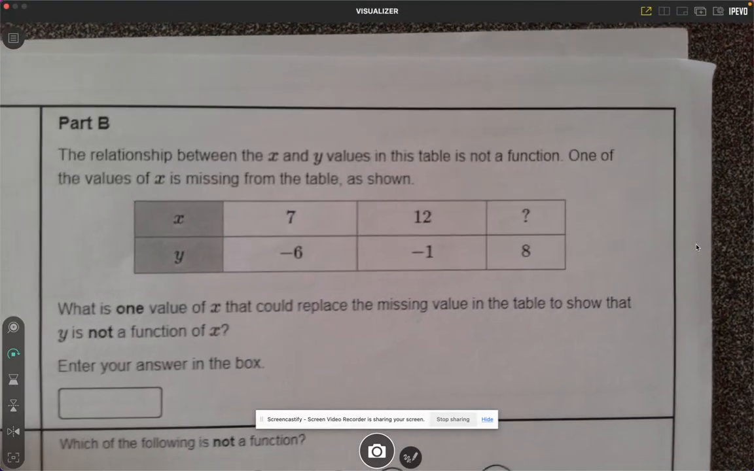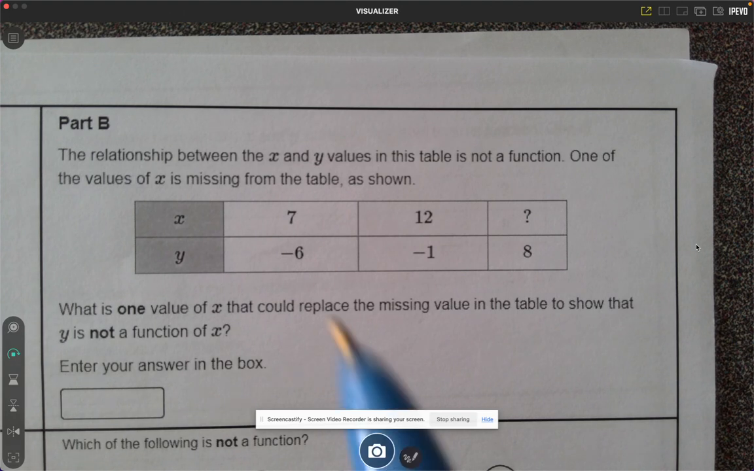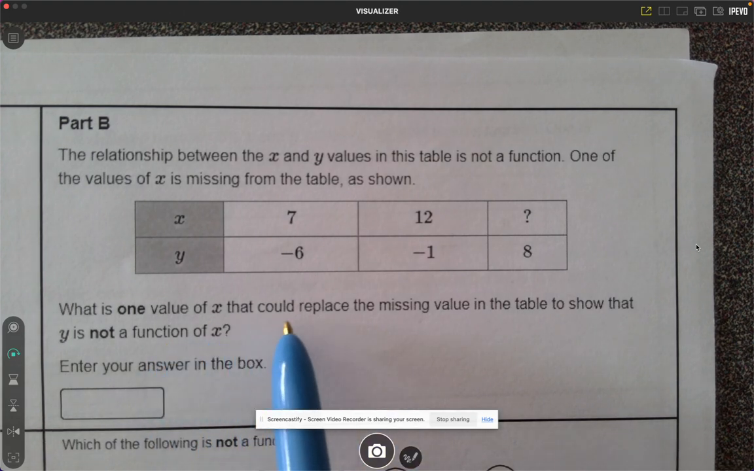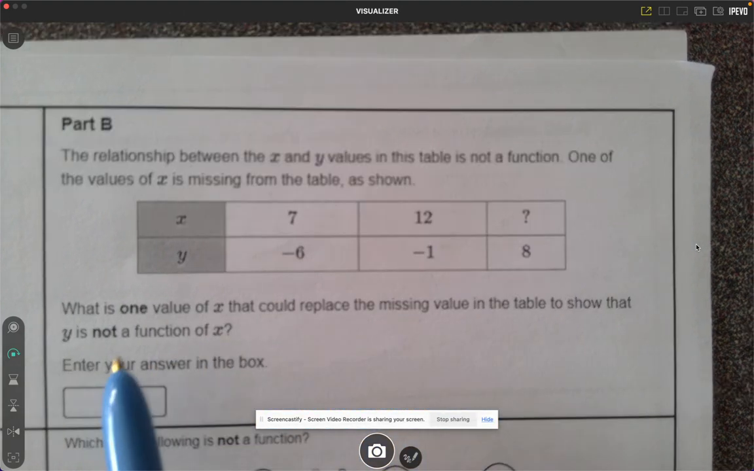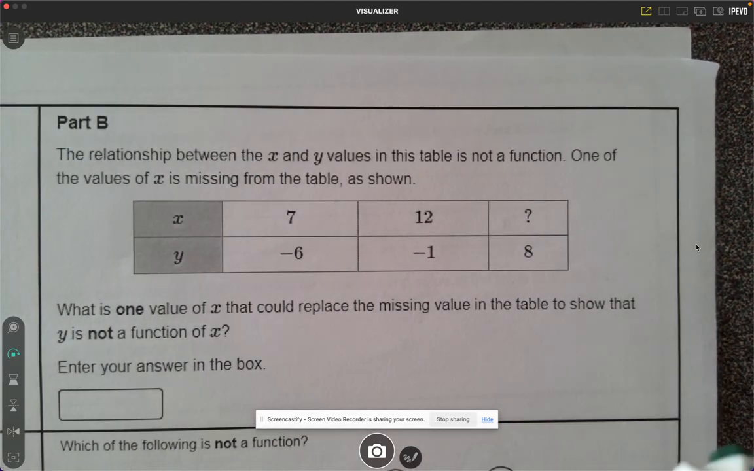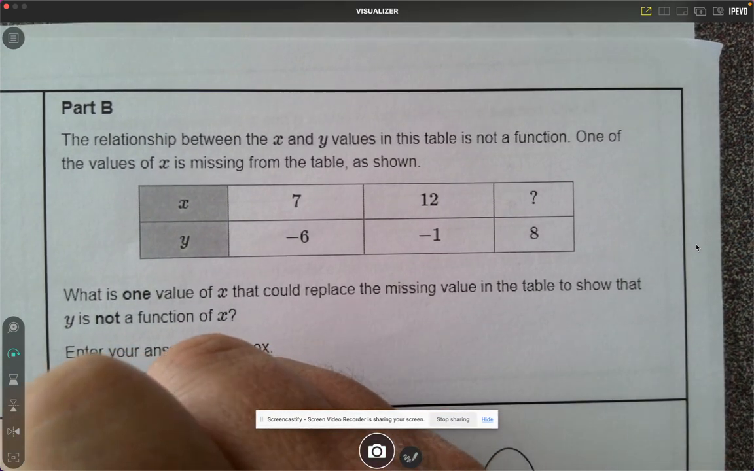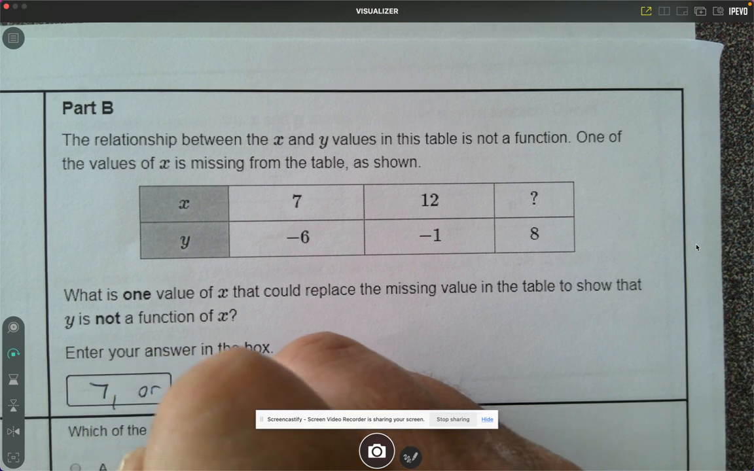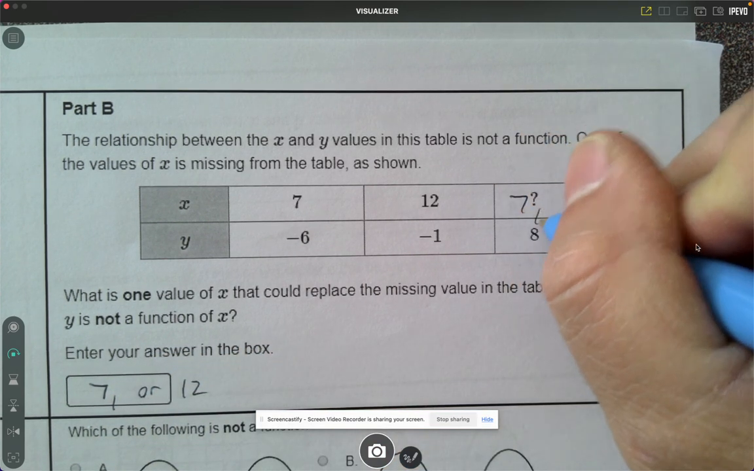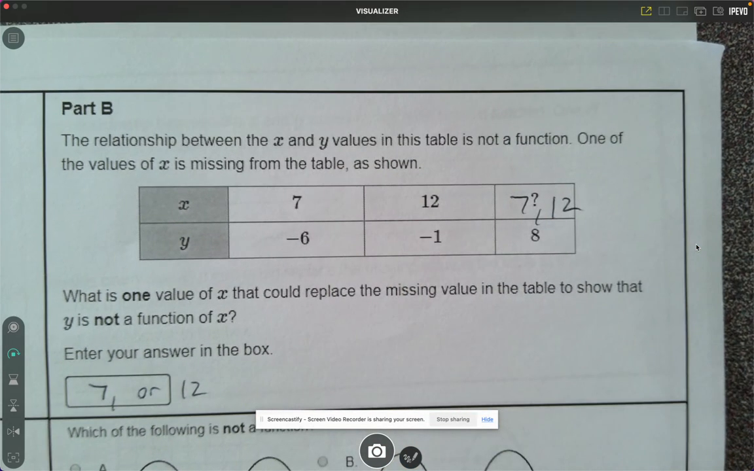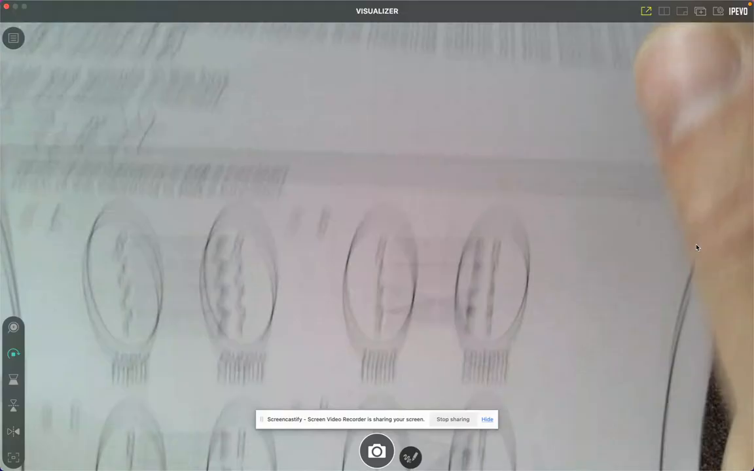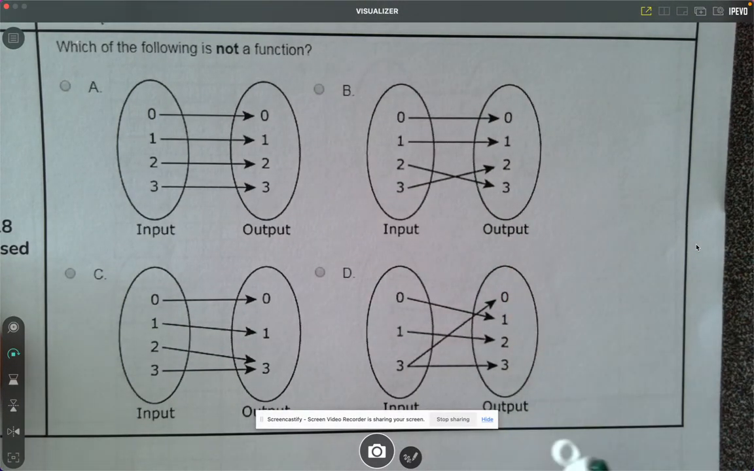So no mistake on this first one. Too easy. What is one value that could be put in for x that would make this not a function? Hopefully you can think of one value. I can think of two. There's two possible answers here that would break this machine. If you put in a 7 or a 12, the 7 or 12 will make the x repeat, so not a function.